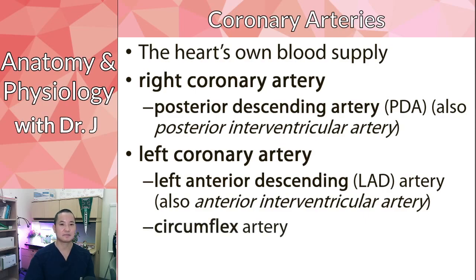And then you have the circumflex artery. Whenever you have a vessel called circumflex, that means it wraps around something. So think of circumference, the outer perimeter of a circle. A circumflex vessel typically wraps around something, flexes around something. So that's what the circumflex does.